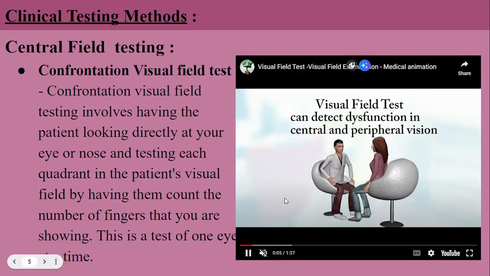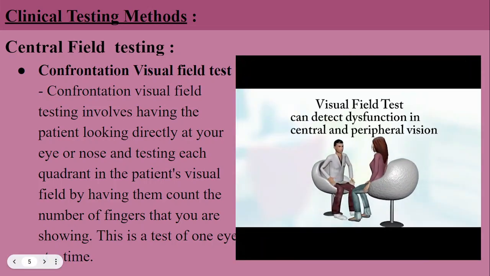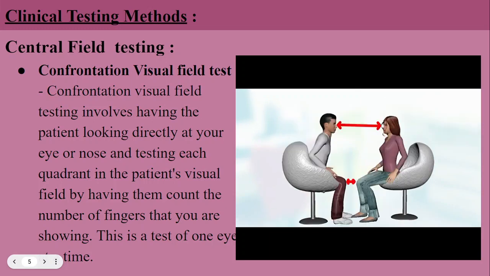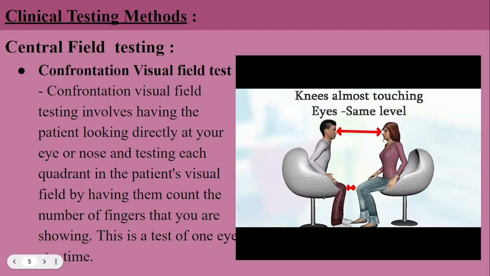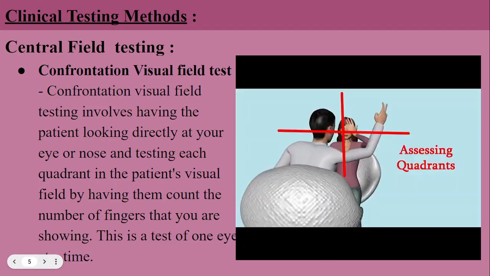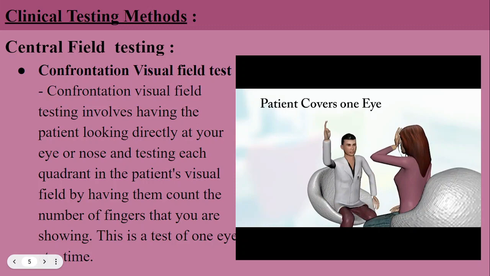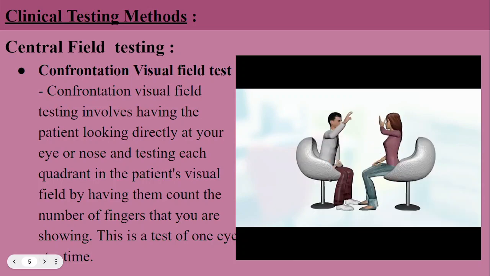Confrontation visual field testing is a simple and quick method to test a patient's central visual field. It involves the examiner standing in front of the patient and holding up their fingers in various positions within the patient's visual field. The patient is then asked to indicate how many fingers the examiner is holding up. This is done on one eye at a time, with the other eye occluded.